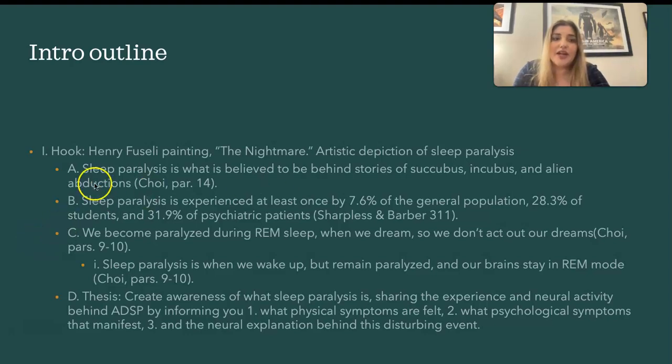And then you have your subpoints here. You've got a subpoint that sleep paralysis is what's believed behind these events. Sleep paralysis experience, and you've got some statistics in there. And then you have another subpoint that's something else. And this next subpoint is built from this, right? So it's actually a sub-subpoint. If you were going to elaborate a lot more on this part right here, you would have a subpoint for that as well. So these are related but separate ideas. And then at the bottom here, you have the thesis statement.